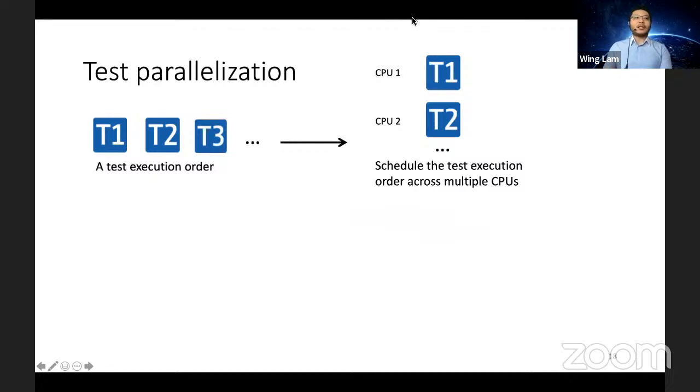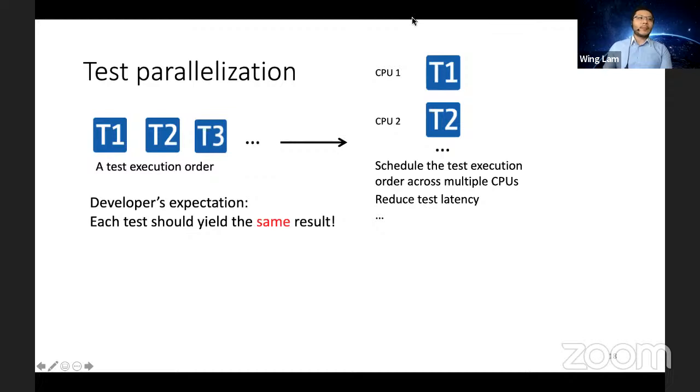Lastly, let's switch and take a look at test parallelization. In the case of test parallelization, you have a test execution order where all of its tests are split across different machines and run on those different machines. The idea here is to reduce the test latency, the time it takes to get the final result for all the tests. Again, the developer's expectation here would be that whether I ran these tests on different machines or on one machine in this one test execution order, they should all yield the same result.